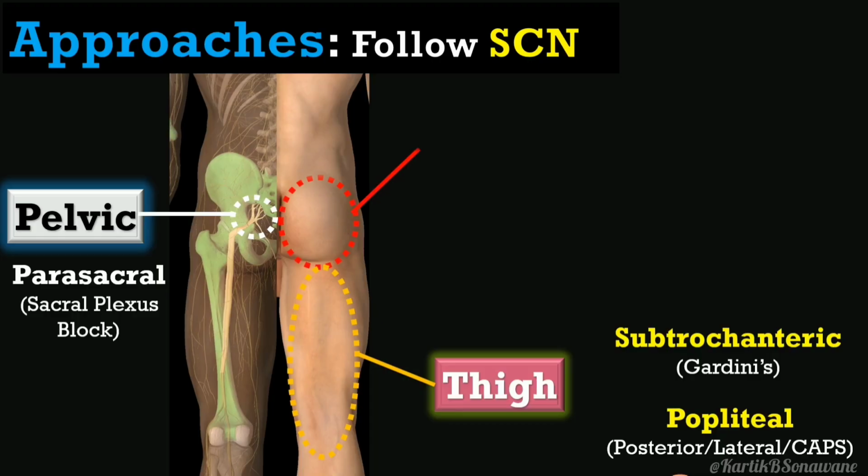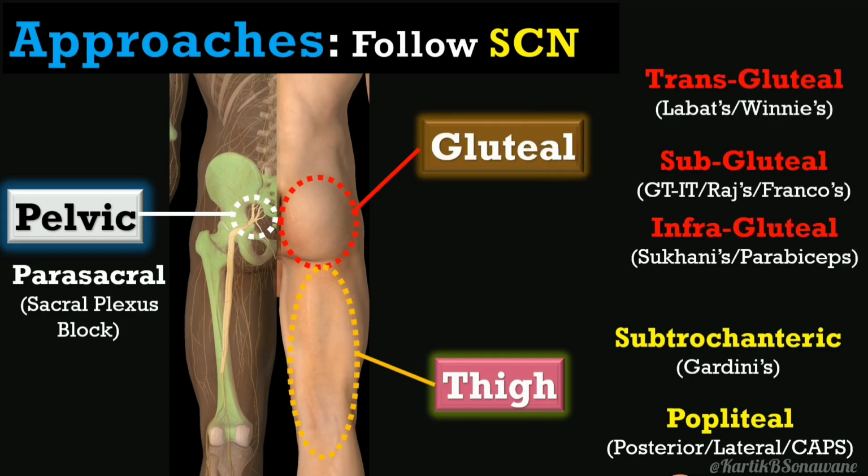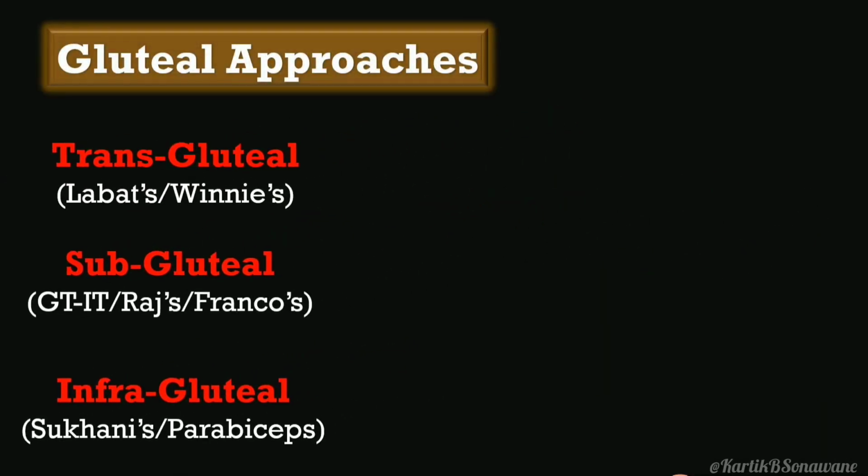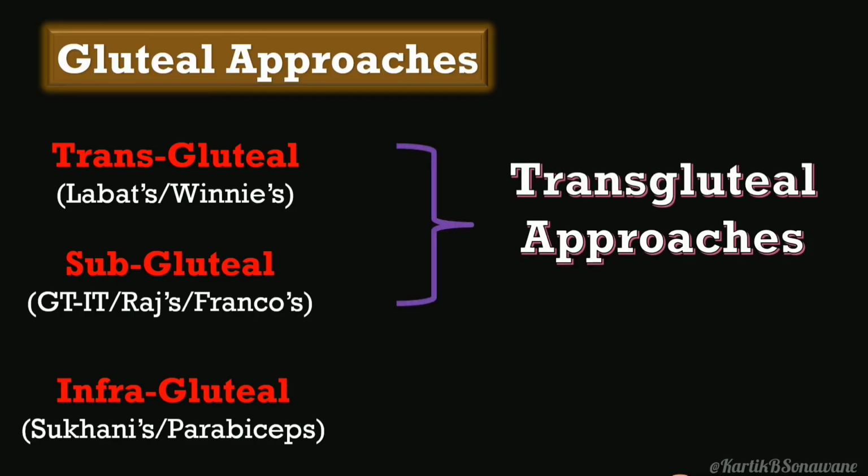Let's move on to the gluteal approach to the sciatic nerve. These are categorized into transgluteal, subgluteal, and infragluteal. According to the New Delphi consensus, any approach that involves piercing the gluteal muscle is classified as transgluteal approach. Techniques performed below that muscular layer are considered as infragluteal approach.